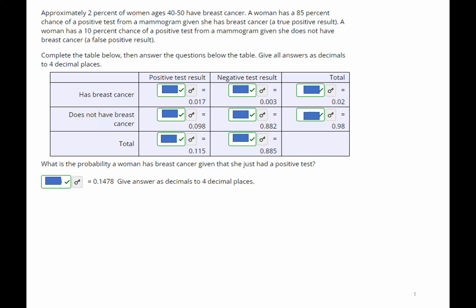So what do they give us in the problem? Approximately 2% of women aged 40 to 50 have breast cancer. So they give you the total of the first row: 0.02 of these women have breast cancer. So how many don't? 98%. So this total over here would be 0.98. Those two values are given to you in the problem, and the 0.98 comes from the fact that if 2% have this type of breast cancer, 98% do not.